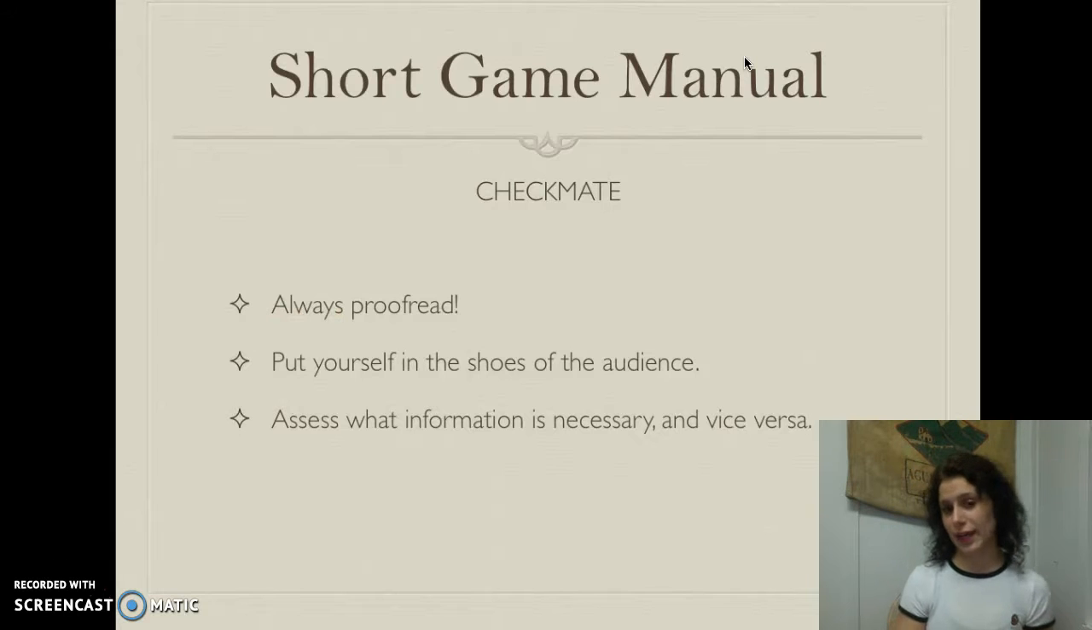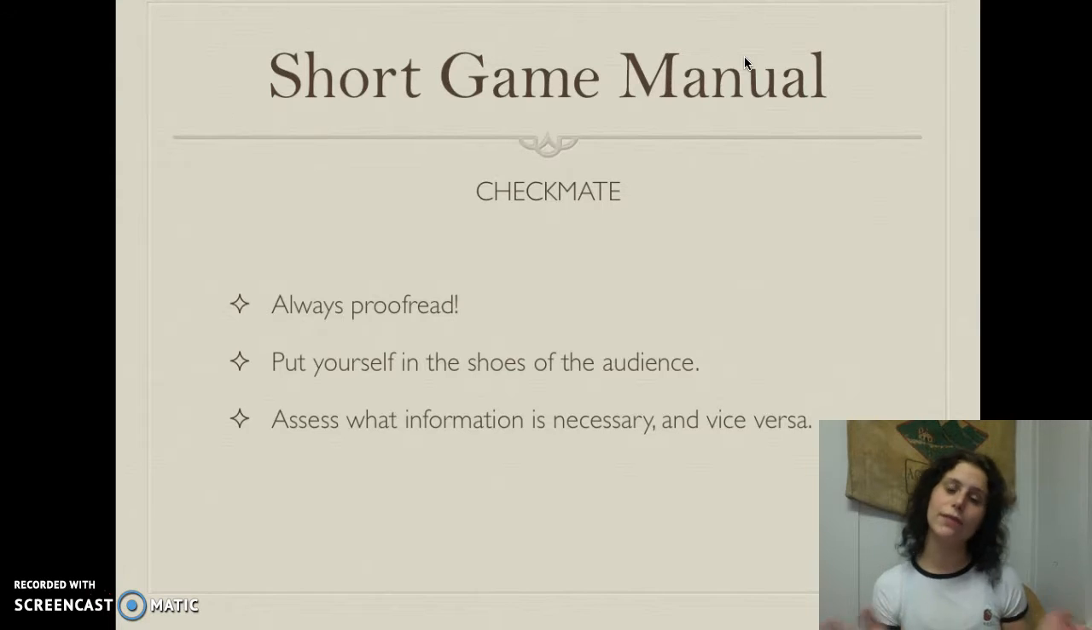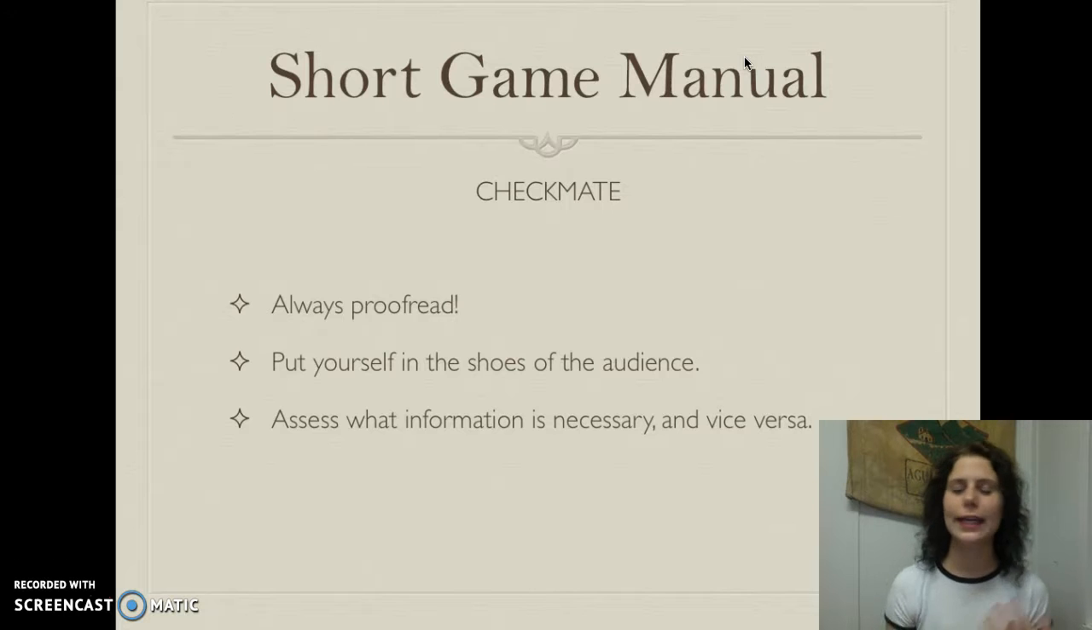Moving on to the short game manual. I invented this game a few years ago with my friends. It's called Checkmate, and it's a party game for couples or any kind of pair of people that know each other well. And although it was fun to make, even having my friends proofread it, they were a little bit confused about it, and I had to send it in when I wasn't really prepared.